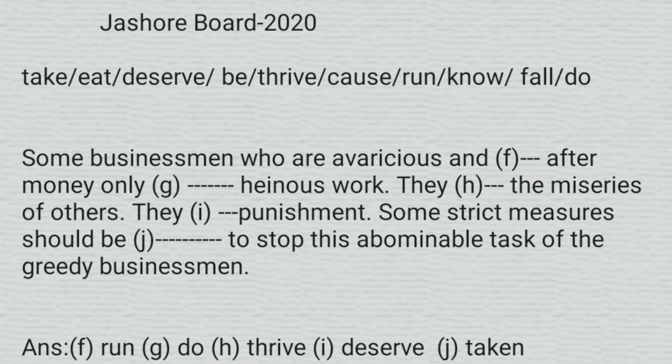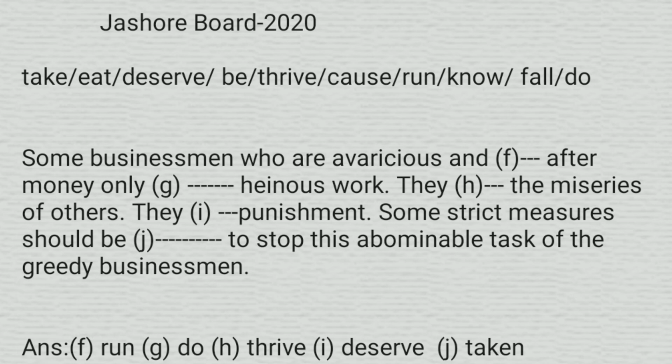They dash the miseries of others. Here the answer of H will be try. As it is written in present tense, so most of the sentence will be present indefinite tense, and that is why we have to use base form of verb. Now they dash punishment. The answer of I will be they deserve punishment.